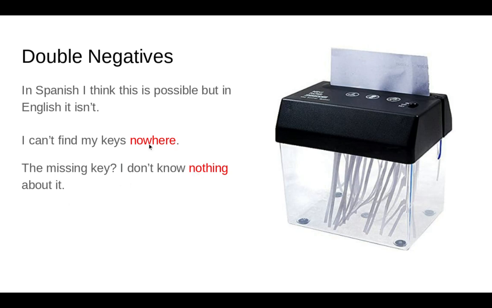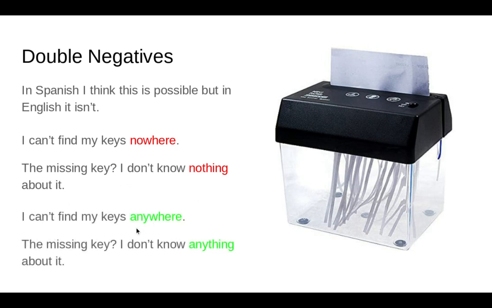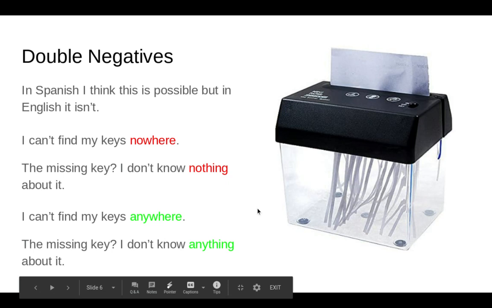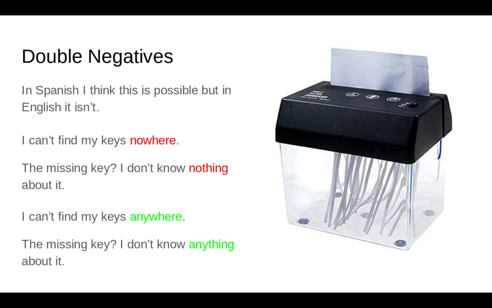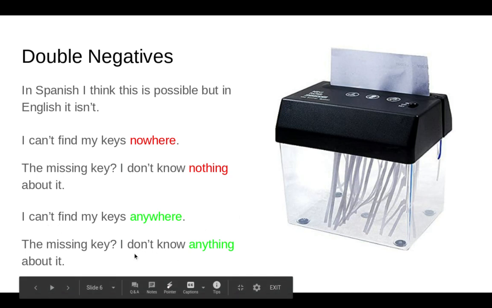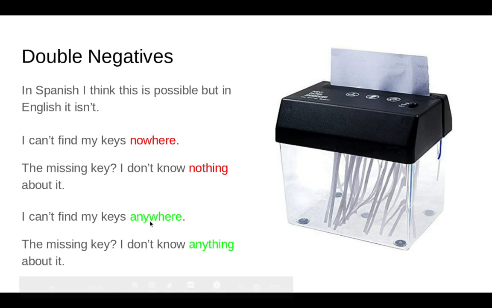So we need to change nowhere and we need to change nothing. It's quite an easy change. We just need to change it to anywhere and anything. I can't find my keys anywhere. The missing key, I don't know anything about it. Okay? Whenever we want to use negative forms of the verb, can't find, don't know, then normally, if we want to have a subject without referencing a specific person or place, we need to have any, anywhere, anything, anybody. Okay, so any for negatives and also questions.